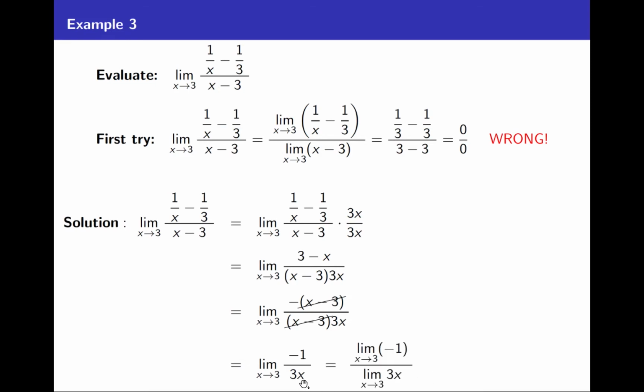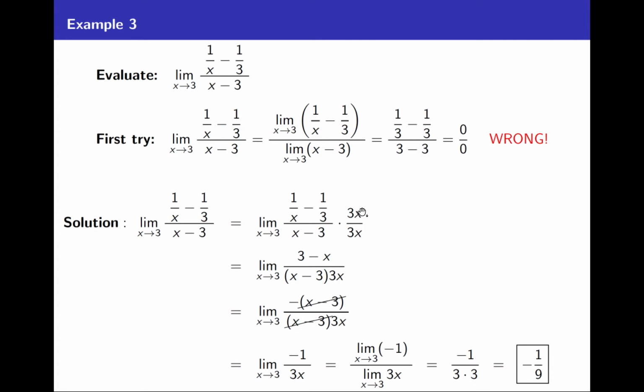And here we can apply a limit law. We get the limit as x approaches 3 of negative 1 divided by the limit as x approaches 3 of 3x, giving us negative 1 divided by 3 times 3, or negative 1/9. So there's our answer.